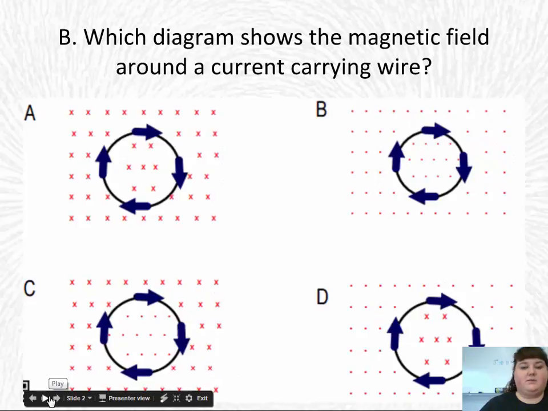Let's try another one. So what direction is our magnetic field around our current carrying wire? So our wire is in the loop, so it's pointing to the left, and my fingers are going to curve out on the top, like I'm grabbing the loop, and in on the bottom. So dots on the outside, X's on the inside. So my answer should be D on this one.